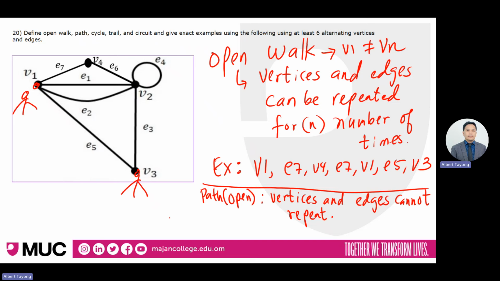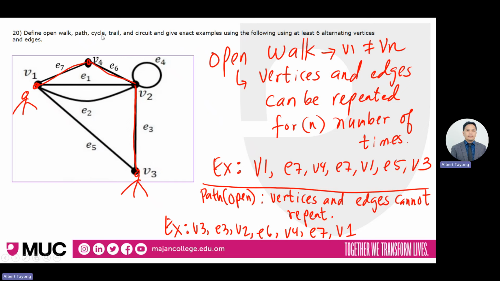So you can start with V3, for example, E3, V2, E6, V4, E7, V1. So it's open. I started from V3 and then ended here, V1. And I did not repeat anything. V3, E3, V2, E6, V4, E7, V1. So somehow it's like this. Then move like this until here. So that is an example of a path. You don't repeat anything.